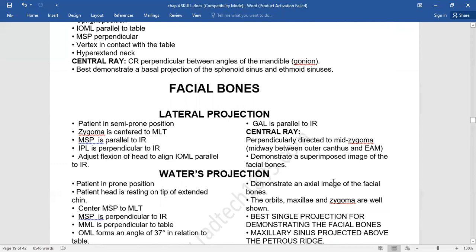Next, the facial bones. So first, we have the lateral projection. So the same pa rin ang lateral na pinag-uusapan natin kanina. The same ang position ng patient. Central ray lang ang nagkaiba. Perpendicular directed to the mid-zygoma to demonstrate a superimposed image of the facial bones.